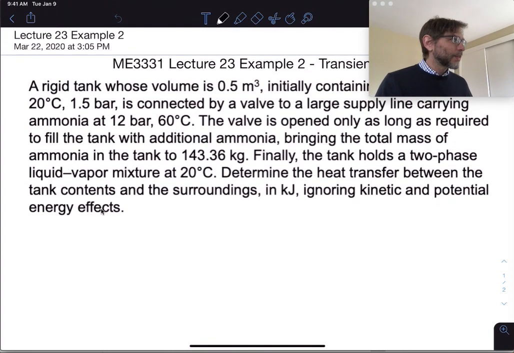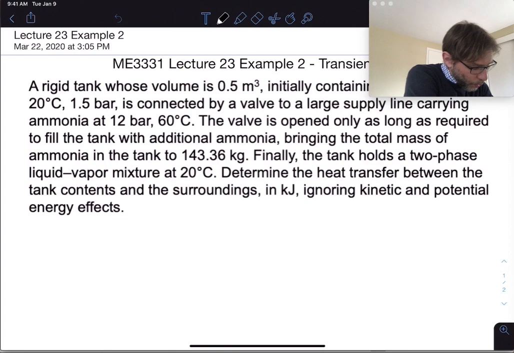I meant to do this exact same problem, but this time I want to do it with a gas that's changing state. So like a phase change problem, a two-phase problem. In this case, we have a volume of known, initially containing ammonia at 20 degrees C, 1.5 bar. It's connected by a valve to a large supply carrying ammonia at 12 bar, 60 degrees C. So now the temperature of this other stuff is hotter. The valve is open only as long as required to fill the tank with additional ammonia, bringing the total mass of the ammonia in the tank to a higher mass. Finally, the tank holds a two-phase liquid vapor ammonia mixture at 20 degrees C.